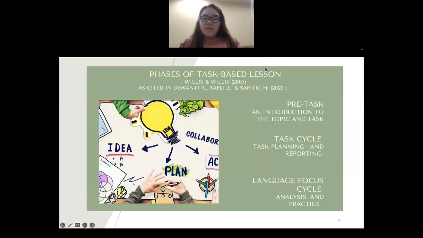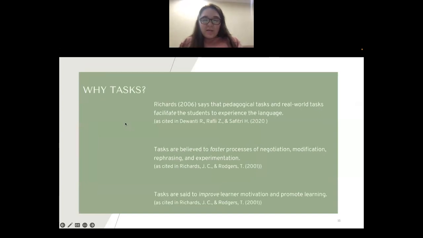Then phases of a task-based lesson by Willis and Willis in 2007. So pre-task, where we have an introduction to the topic and task. Then task cycle: task planning and reporting. Then the last one, language focus cycle: analysis and practice. So why tasks? Richards says that pedagogical tasks and real-world tasks help students to experience the language.